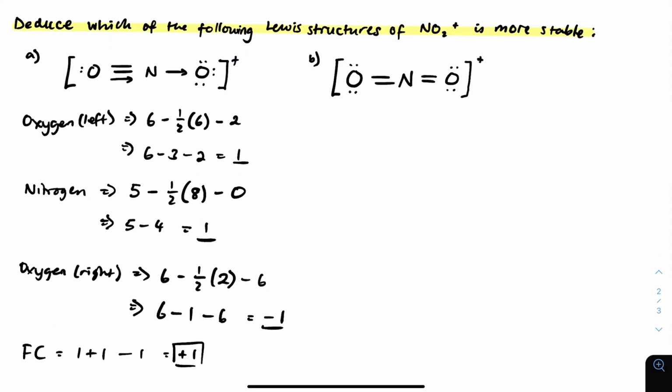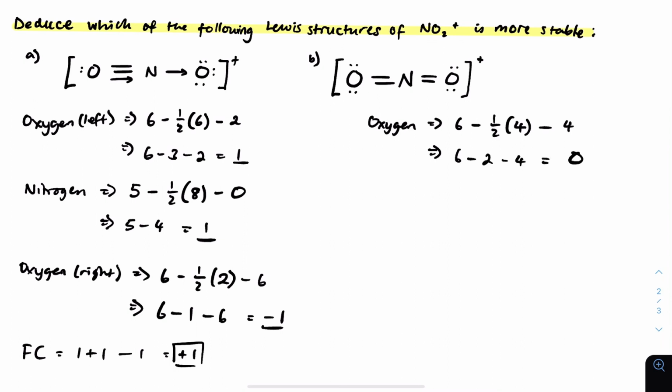Now the other structure, structure B, well, we can tell the oxygens have the same bonding pattern, so we can just calculate them together and then multiply by 2. So oxygen has 6 valence electrons, and then you subtract it from half the bonding. So there are 2 lines, so 4 electrons are being bonded, minus the lone pair electrons. There are 4 lone pair electrons, which gives it a total formal charge of 6 minus 2 minus 4, which is equal to 0 for the oxygens. Now we multiply that by 2 later.